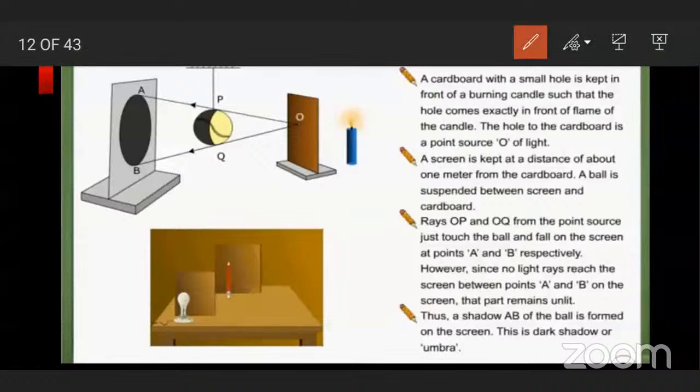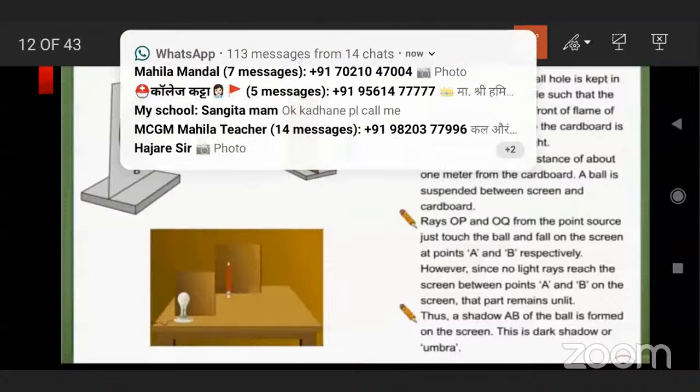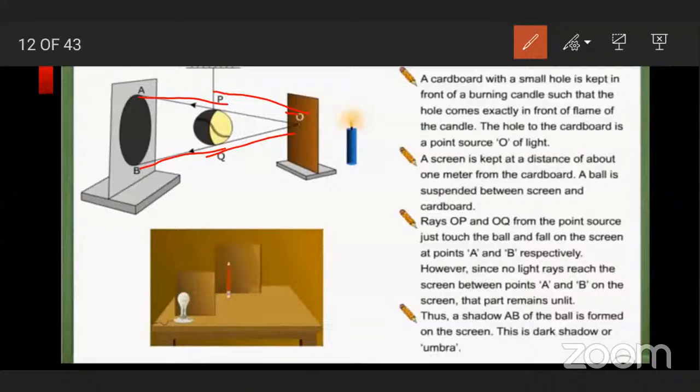See here, this ray is OP and this is OQ. These rays come out from the point source and they touch the ball and fall on the screen at points A and B. However, since no light rays reach the screen between points A and B, that part remains unlit.